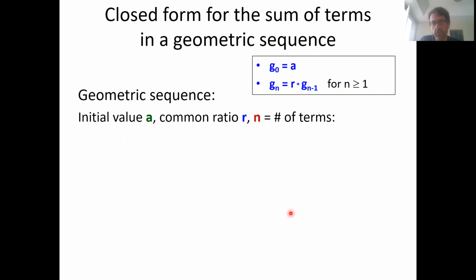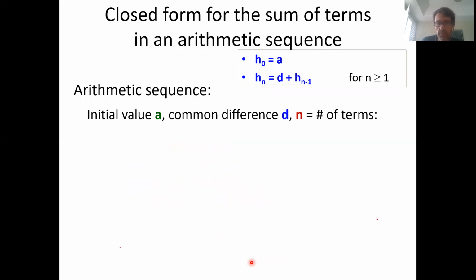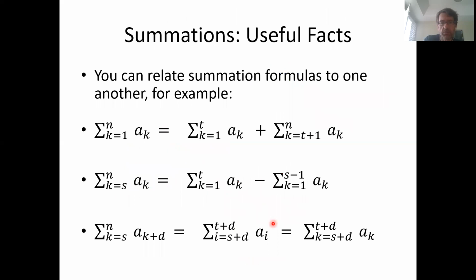Okay. So here's a closed formula for the sum of terms in a geometric sequence. Also very important. As we said, the general formula for elements of the geometric sequence is r to the n times a. What about the sum of these? So what if I do a summation of g_n's? Wait, what did I do?